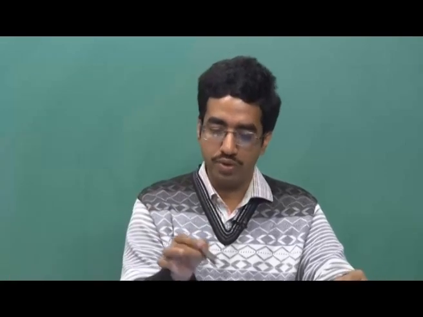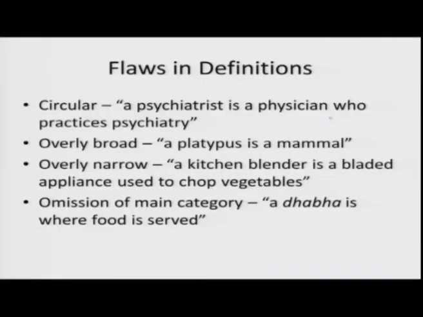Let us look at an example. A psychiatrist is a physician who practices psychiatry. Here you are trying to define the term psychiatrist, but you have made it a circular definition. You are saying it is a physician, which is the broad category, that is fine, but who practices psychiatry? Then the question remains, what is psychiatry? This is circular. You have reiterated the same thing, and therefore the term remains unexplained.